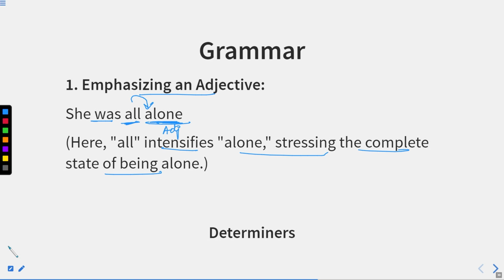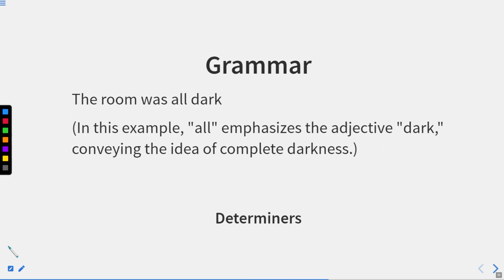It is emphasizing on the word alone. That is, that she's alone in every sense. In every sense, she's alone. Now let us move to the next one.